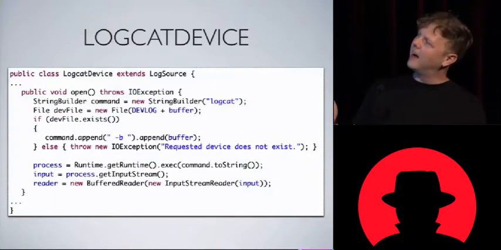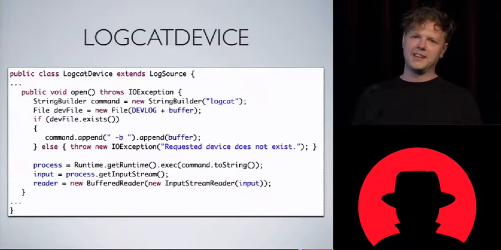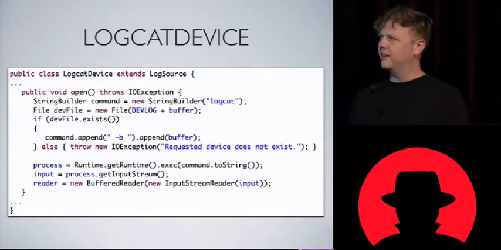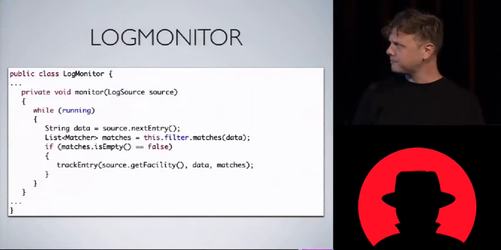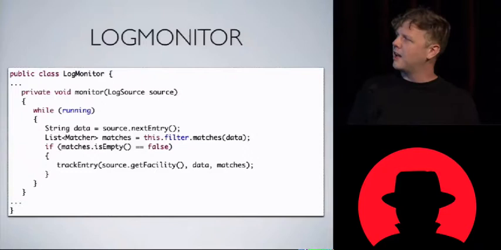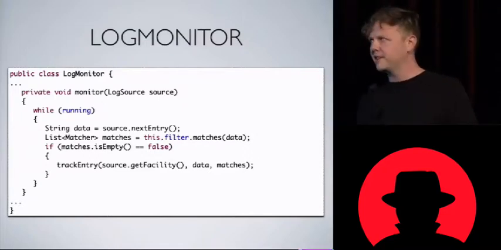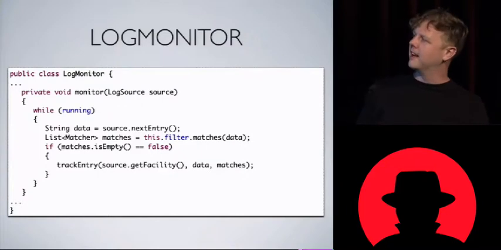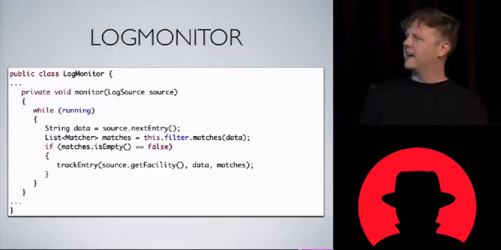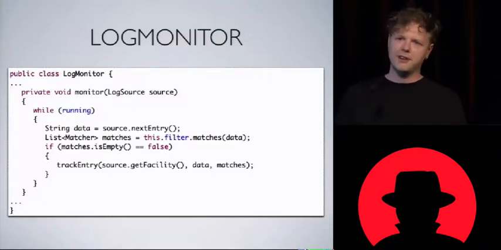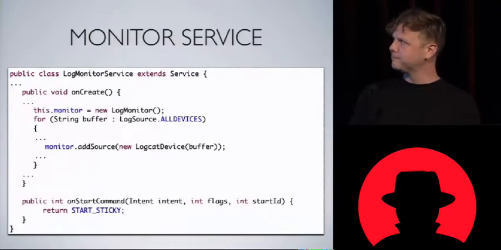So high level, we have a LOGCATDEVICE, which in this case is just a relatively simple wrapper around the LOGCAT utility invoked from within an application. We're going to open that device and set up a line-oriented reader for it. We have a LOGMONITOR, which is responsible for the primary data processing thread here. We'll pull each line of log output out, match it against the set of filter criteria that we've established, and if something looks interesting, we'll track it for delivery to the server component.